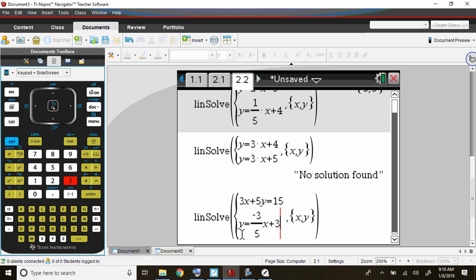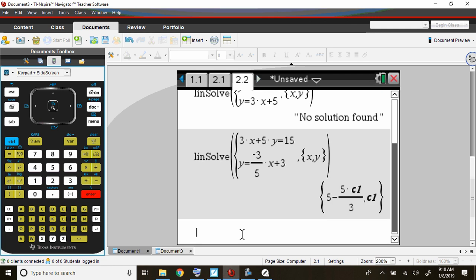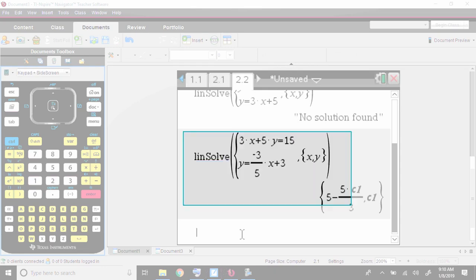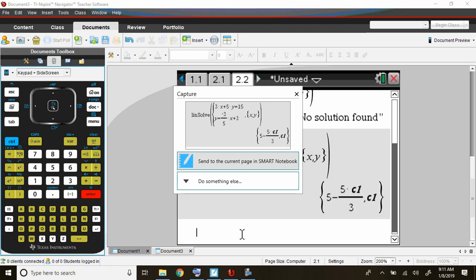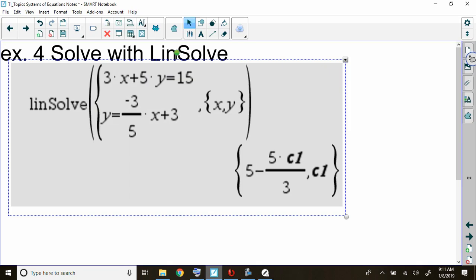So our second equation, we got y equals negative 3/5 x plus 3. Let's take a look what happens here. We got, for our answer, 5 minus 5c1 over 3. And c1, does anybody know what on earth that even means? It looks really unusual. 5 minus 5 times c1 over 3 and then c1.